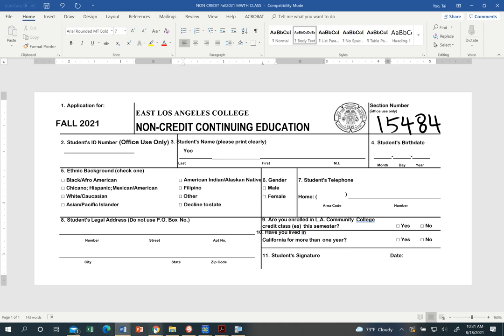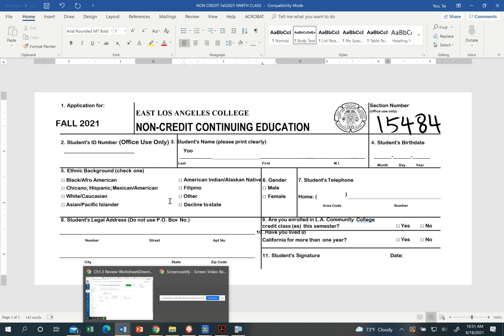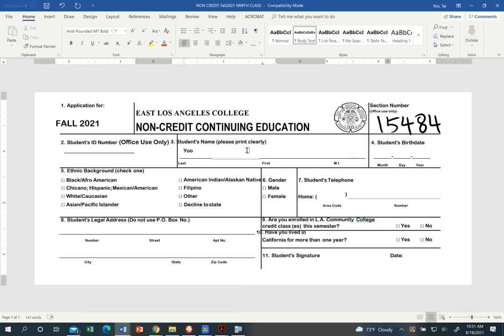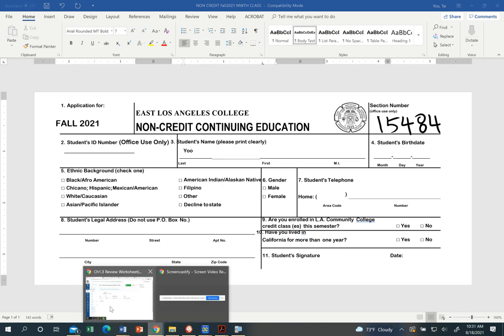Question? It's not taking me to this form. It doesn't? No. Anyone else having the same issue, not taking it to the form? Okay, hold on a second. Let me pause it.